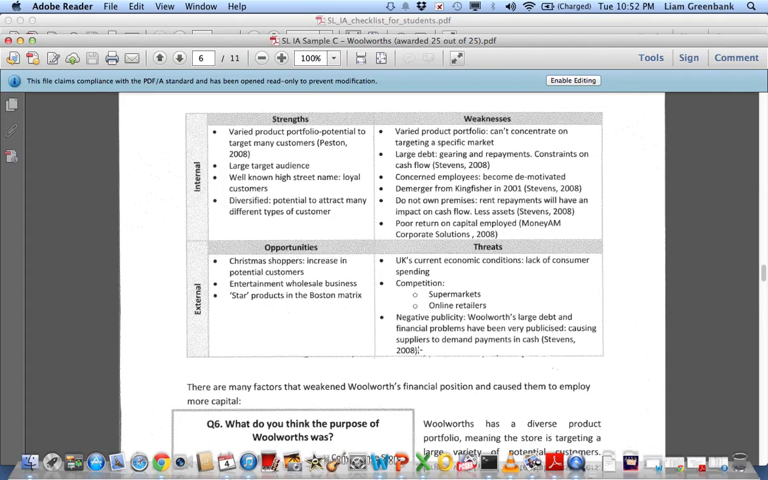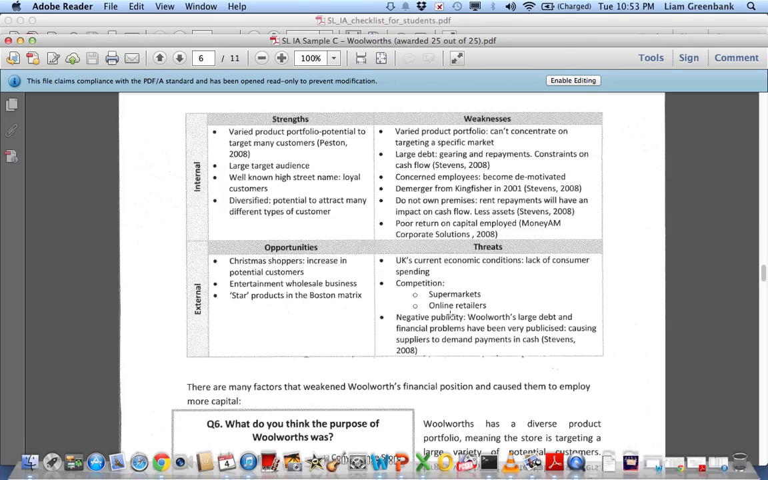Maybe if you write too much, they will count it in the word count, and so maybe you should put it in the appendix. But what they have done well is, any idea that they've got, let's look at the weaknesses and the threats, they have referenced them to a source. So they haven't just made them up based on their own opinion. They have a source for where they got these ideas, such as large debt, concerned employees being demotivated. They do not own their premises, they rent, and threats: current economic conditions, negative publicity.